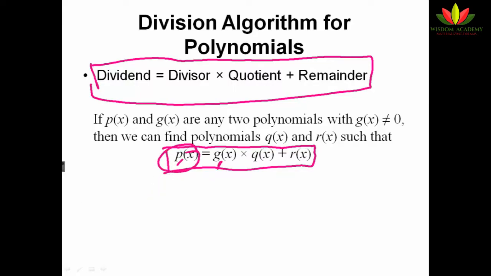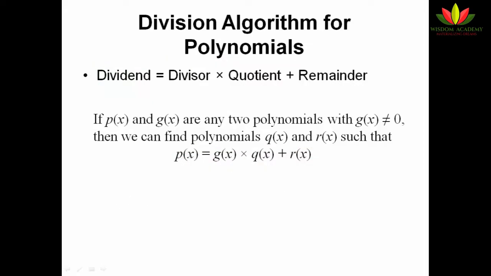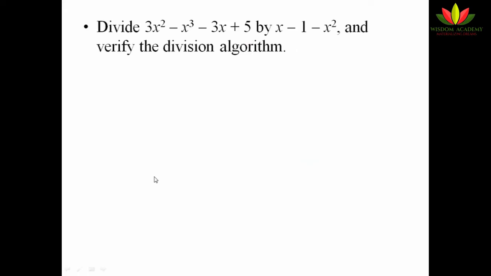We can go to the sum, you will understand more easily. That is, my p of x will be equal to g of x into q of x plus r of x, where g of x is my divisor, q of x is my quotient and r of x is my remainder. By this, the sum will be like this. They will ask, divide 3x square minus x cube minus 3x plus 5 by x minus 1 minus x square. So what we are going to do is use our long division method.